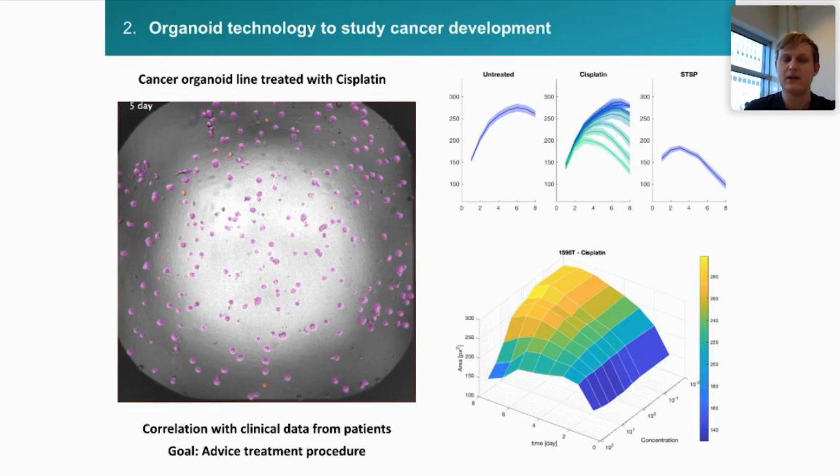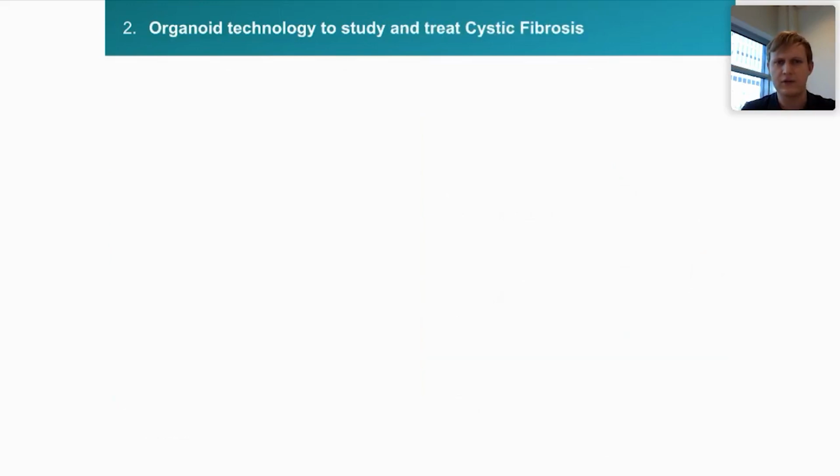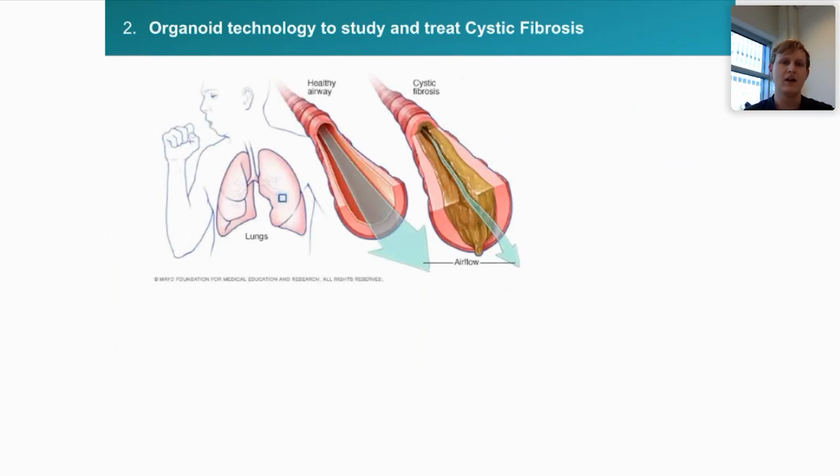Another example of how organoids are used to model human diseases is another focus of Hans Clevers' lab, and that is based on a monogenetic disease. It's a disease that is inherited. It's actually the most common monogenetic disease in Western societies.